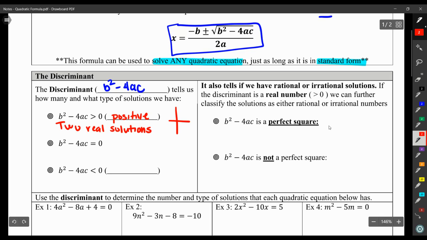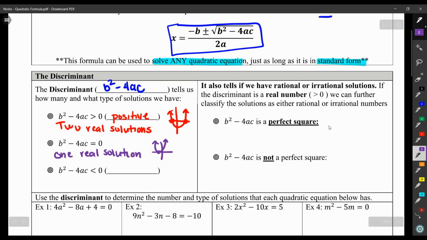That means our parabola, either opening up or down, crosses the x-axis in two places, two unique spots. If b squared minus 4ac is exactly 0, that means we have one real solution. That means our parabola hits the x-axis and then bounces back off. So the vertex is the only place that the parabola crosses the x-axis.